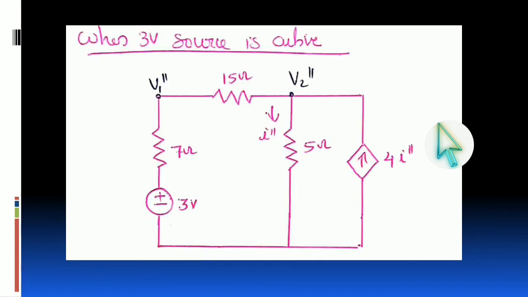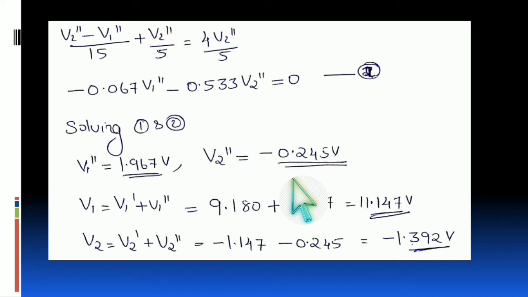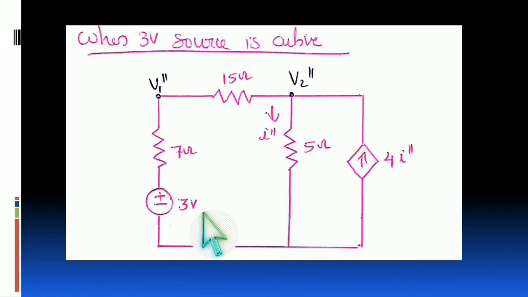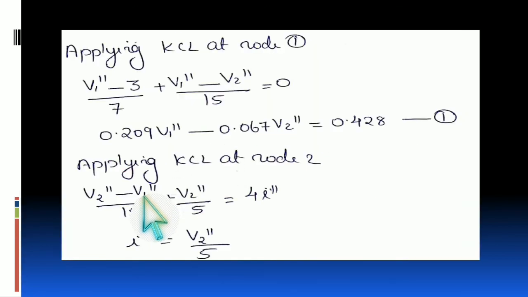Now take a look at this node V2 double dash. At V2 double dash, we have one incoming current 4 I double dash and 2 unknown outgoing currents. One end of this 5 ohm is at potential V2 double dash and the other end is at 0 potential. Correspondingly, the current through this 5 ohm from V2 double dash to the reference node can be written as V2 double dash by 5. Then the current through this 15 ohm from V2 double dash to V1 double dash can be written as V2 double dash minus V1 double dash by 15.